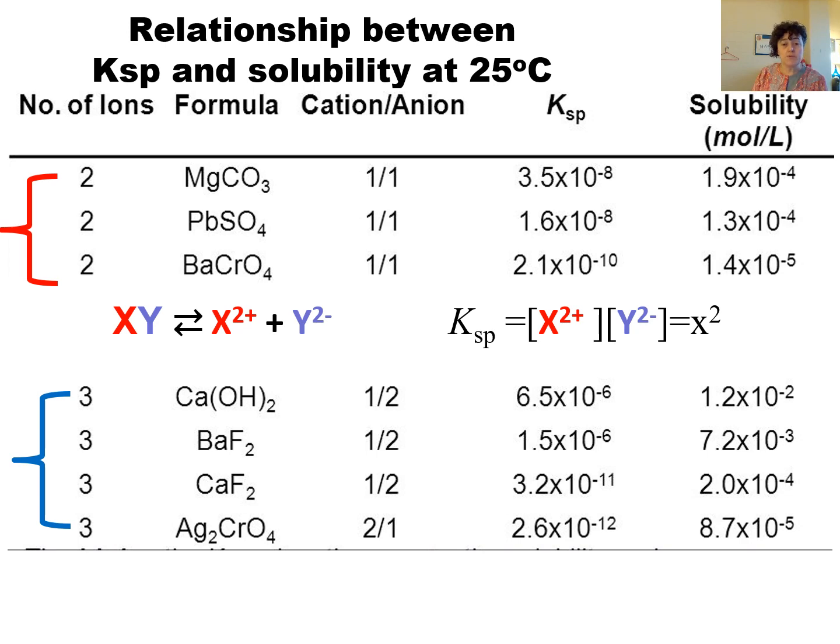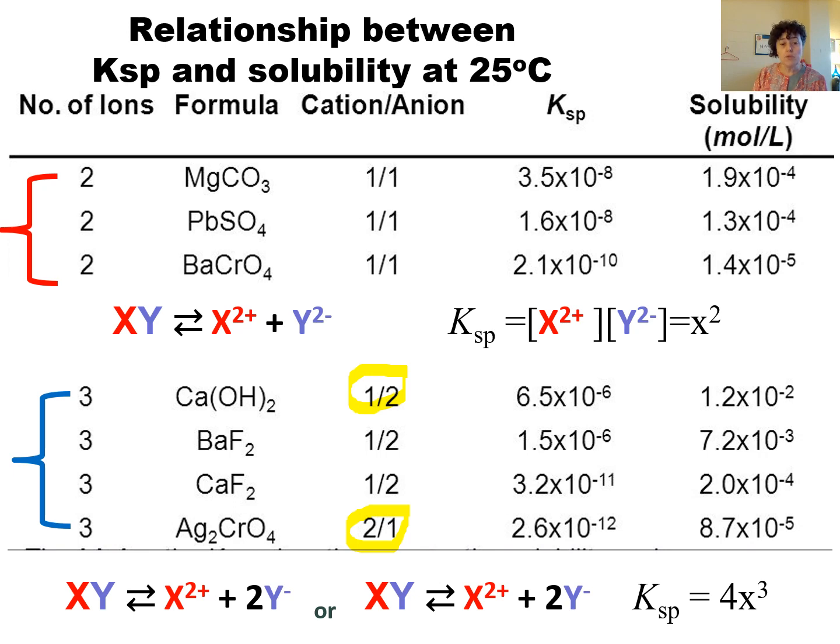Now, I just want you to pay attention to the fact that it doesn't matter if the ratio is 1 to 2 or if the ratio is 2 to 1, because at the end of the day, you always end up with the same relationship, that Ksp is equal to 4x cubed. So it doesn't really matter in terms of ranking. And that's going to be all you will need to know for the Ksp.